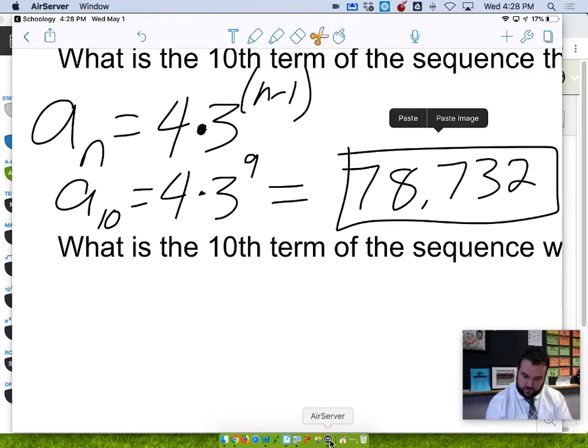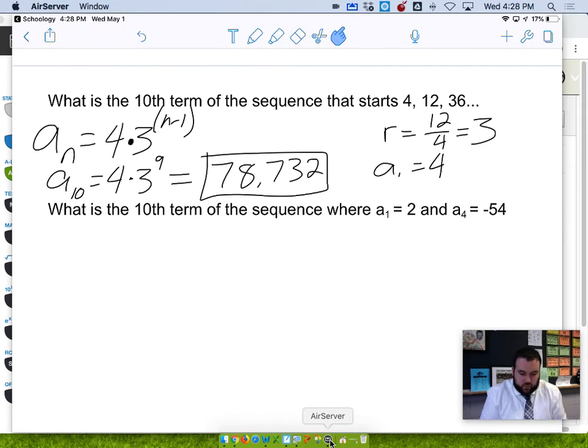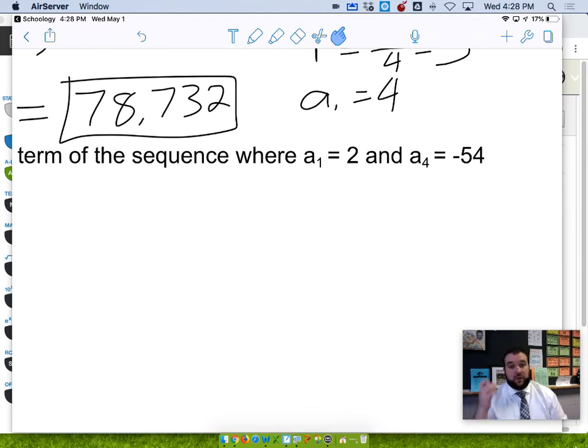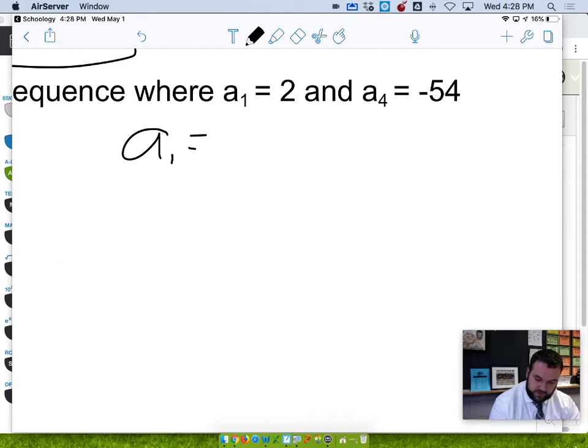Okay. So there's that. And then for this next part, what is the 10th term of the sequence where A sub 1 is 2 and A sub 4 is negative 54? So this is where things get a little bit more interesting. Yesterday, or in 9.2, when we did a problem like this, we knew it was arithmetic, so we were able to just do like a slope formula. That's not the case if we know that the pattern is geometric. So here's what we're going to do. We know that the first term is 2, right? That's established. That's already there.